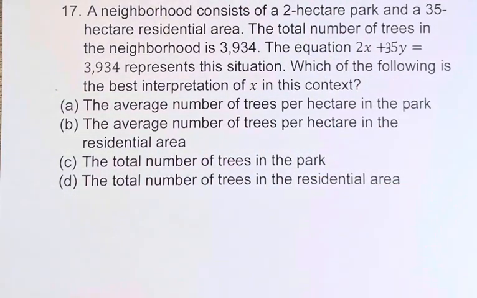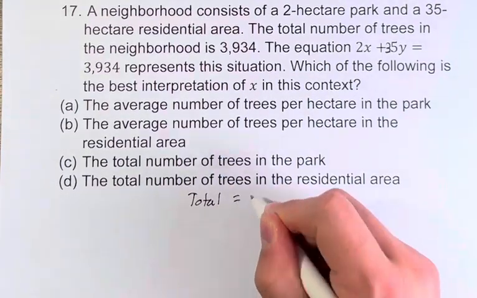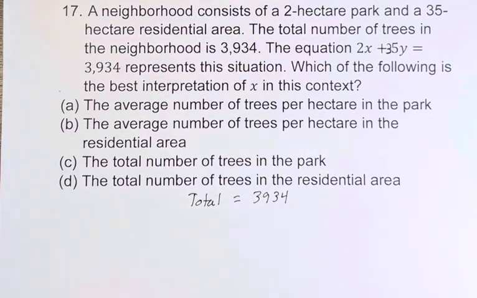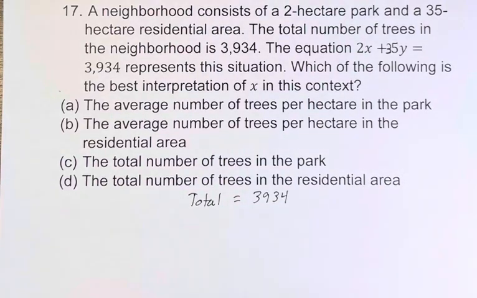So the total number of trees in this area is 3,934. So we're going to say total is equal to 3,934. And we are going to recreate this equation from scratch. And that will show us what x actually represents. So the total number of trees is 3,934.